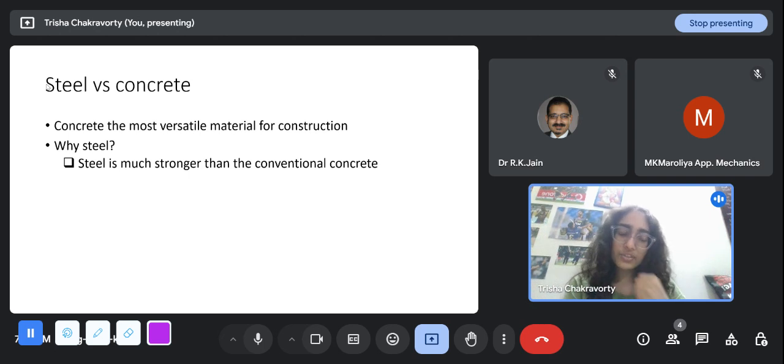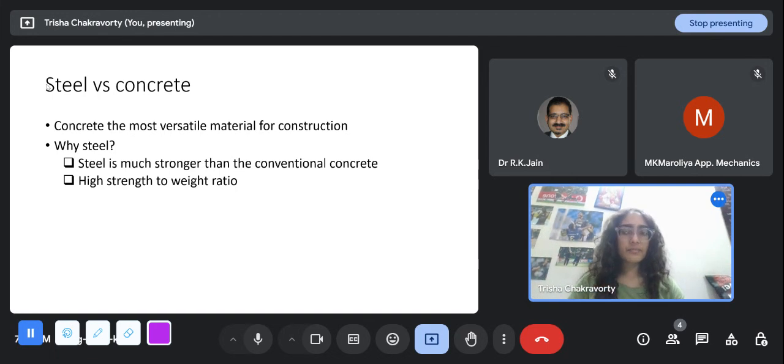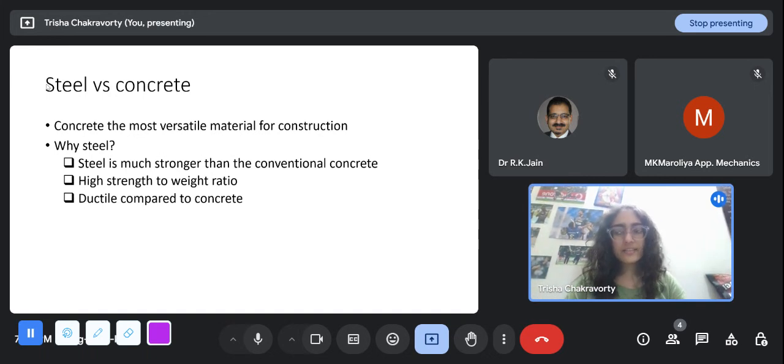Steel is much stronger than conventional concrete. That is, its yield strength in both tension and compression is much higher. It has a high strength to weight ratio, so steel structures are generally lightweight, much more lightweight than concrete structures, and the sections of the beams and columns used in steel also have much lesser area than the concrete sections that are solid rectangles and have higher dimensions. And steel is also ductile compared to concrete. Its stress strain curve includes more area than concrete.